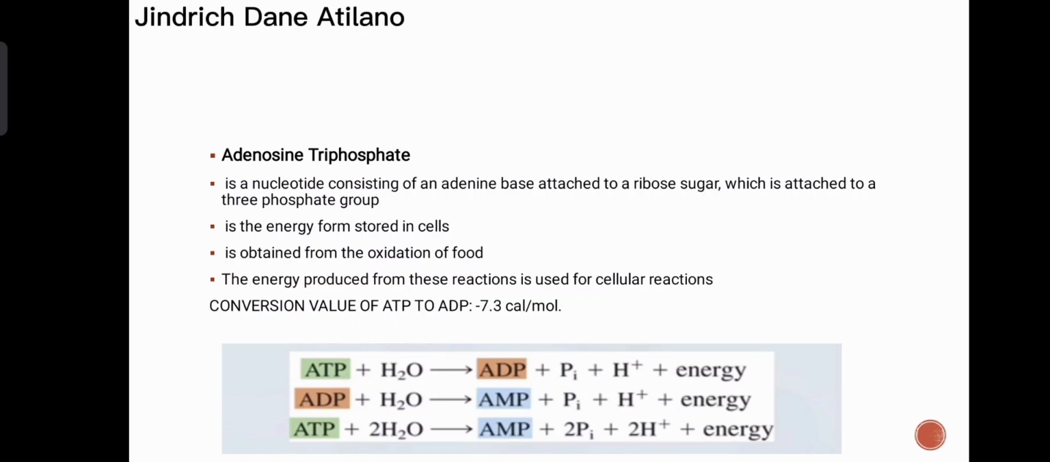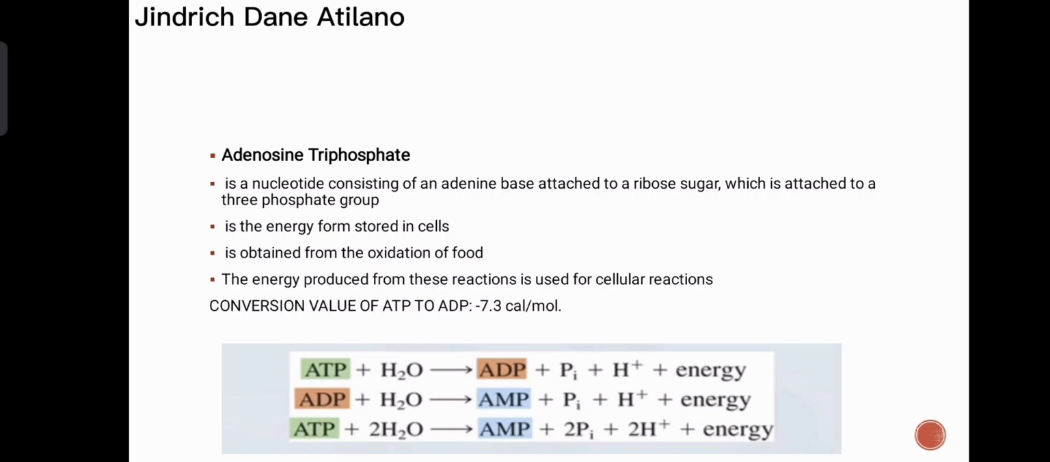So in order for us to understand the ADP and AMP, we must understand adenosine triphosphate. Adenosine triphosphate is a nucleotide consisting of an adenine base attached to a ribose sugar, which is attached to a 3-phosphate group. It is also the energy stored in cells.